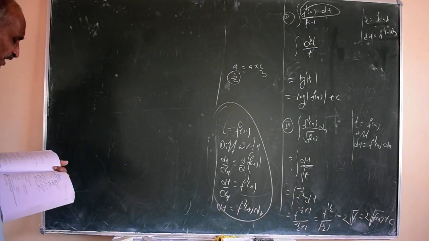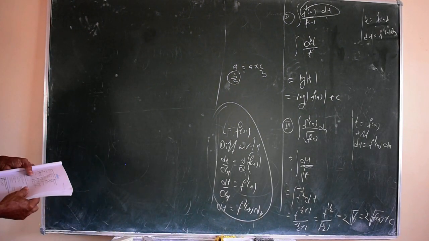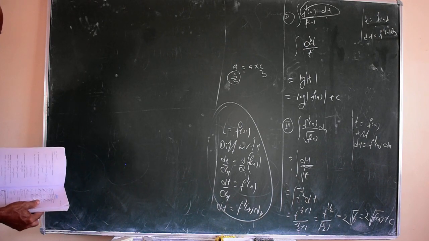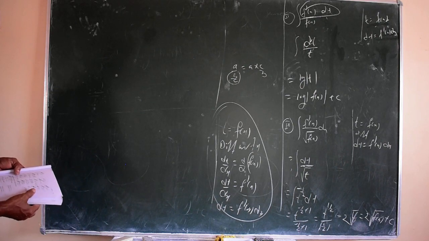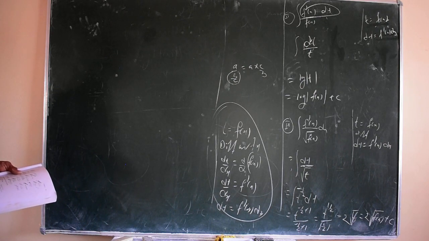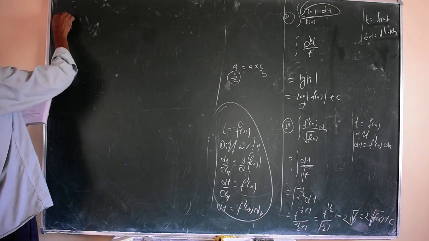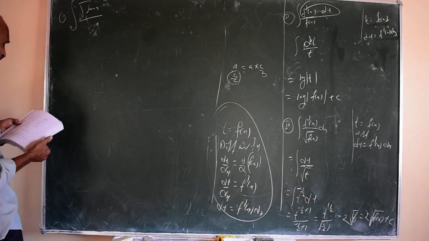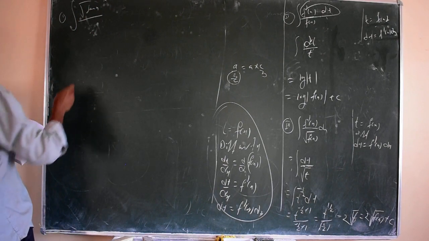Now, integrate the following with respect to x. First one is a CET question, asked a number of times. The first one is root of tan x upon sin x cos x.